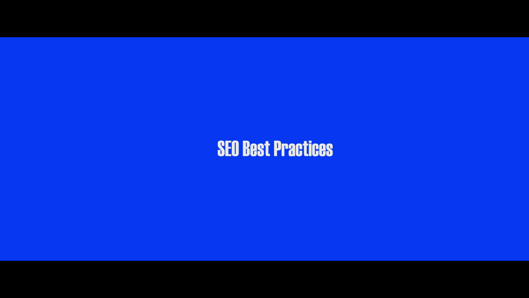Second, meta descriptions and titles. You can customize the meta title and description for each term, making sure they're optimized for search engines. This increases your chances of ranking for long-tail keywords. Third, rich snippets. The plugin supports schema markup, which means your glossary terms can appear as rich snippets in search results, making your site more attractive to users.